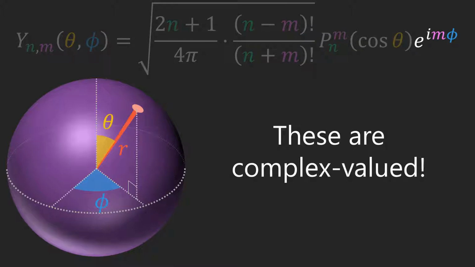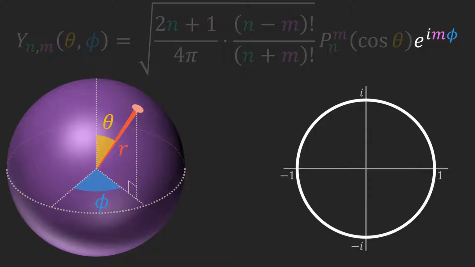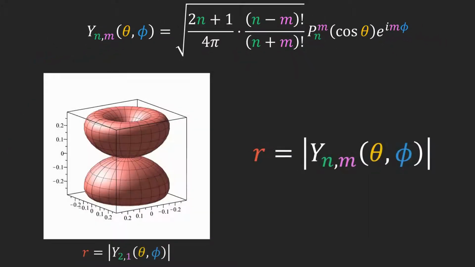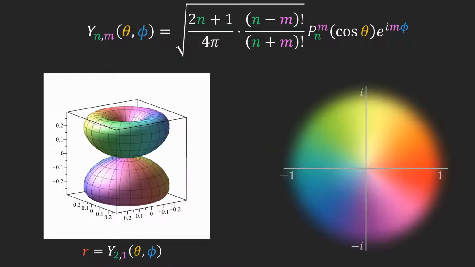Our factor of e to the im phi can take on any value on the unit circle in the complex plane. So it could be real or imaginary, or anywhere in between. So if we want to be able to visualize these functions, we need to instead plot the modulus, that is the absolute value. But we can still retain the information of the argument, that is the angular phase, by coloring the surface, so that the hue corresponds to the argument.